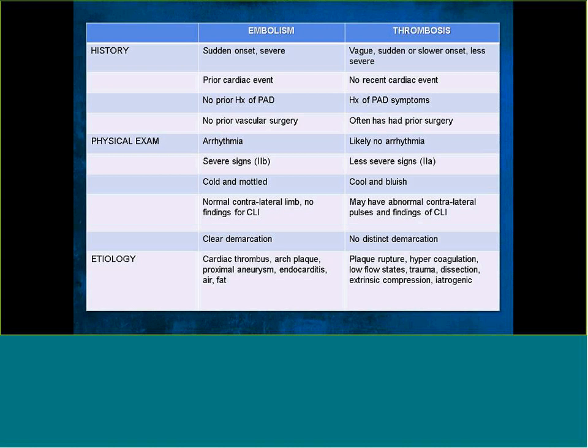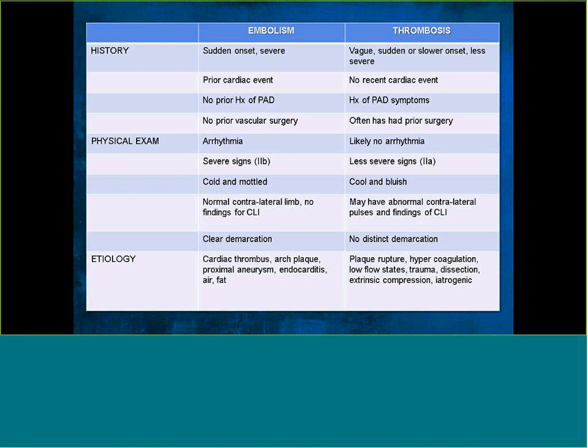So get the history, and we talked about this in the first couple of slides: embolic versus thrombotic. Thrombotic has a more gradual onset, with no prior cardiac event and a history of PAD, versus embolic with a prior event like an MI. These are not fast rules, but these are clues, right? So we let the patient help us figure out what this is.